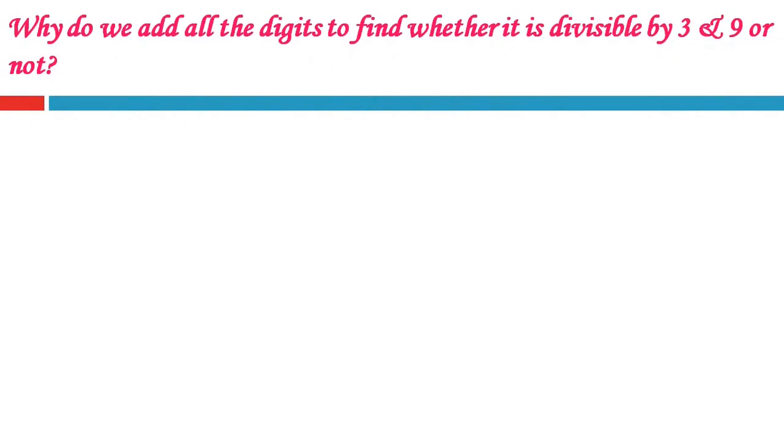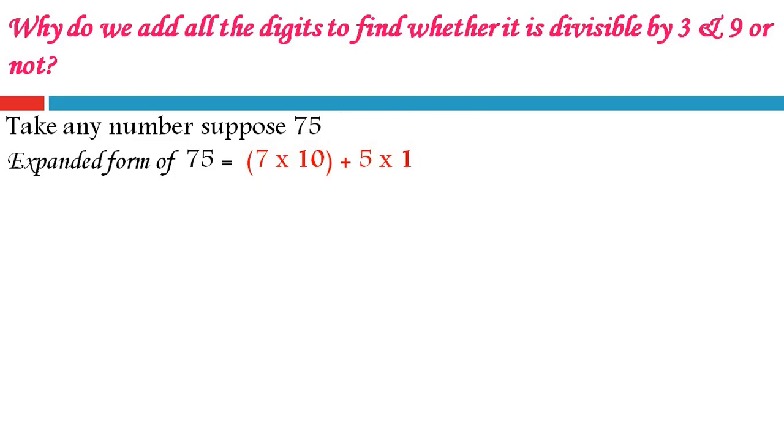Now, the next question is, why do we add all the digits to find whether a number is divisible by 3 and 9 or not? We will understand this using one example. Take any number. Suppose we are taking 75. Now write 75 in expanded form. Then replace 10 as 9 plus 1. We are not making any changes in the number, isn't it? We will just write 10 in a slightly different form, that is 9 plus 1.